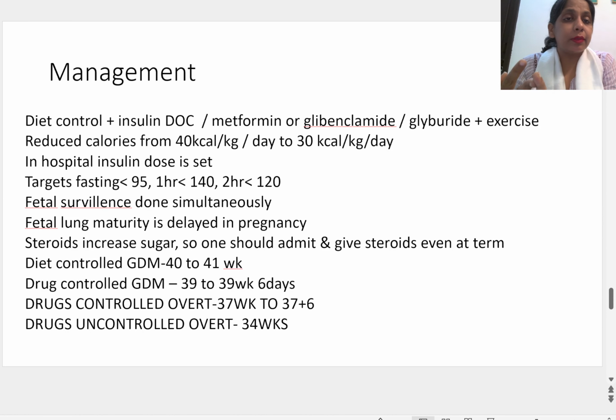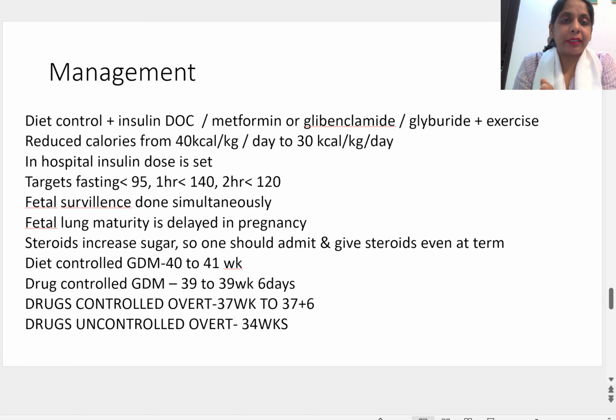So targets, what are the targets, what should we want? Key glucose should be at this level, then we will say that the pregnancy will go fine. The targets are fasting less than 95, 1 hour less than 140, and 2 hour less than 120. Okay, so one more set of values you have to learn.